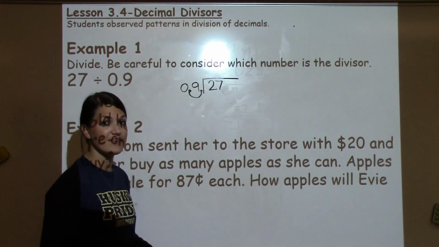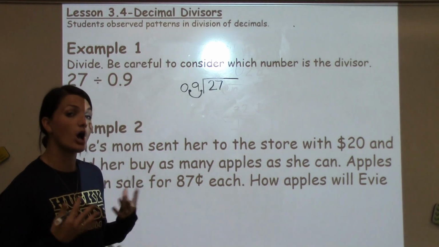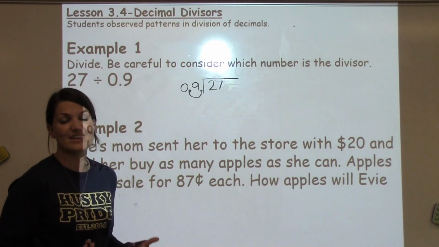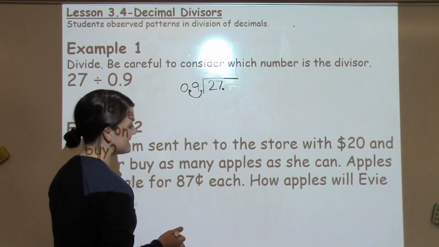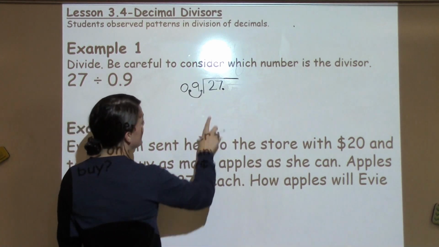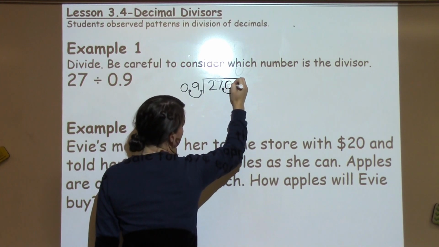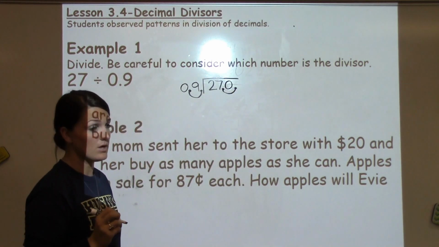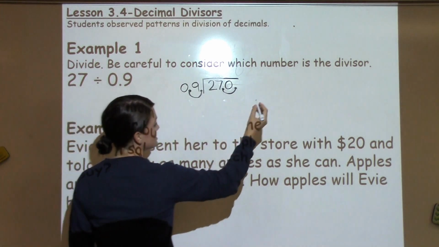The number 27 doesn't show a decimal right now, but we know and we teach students that all whole numbers always have an invisible decimal at the end. So I know that this number has a decimal at the very end of the 7. So if I need to move it one spot, I will do so, and we always fill in any extra spots with a 0.